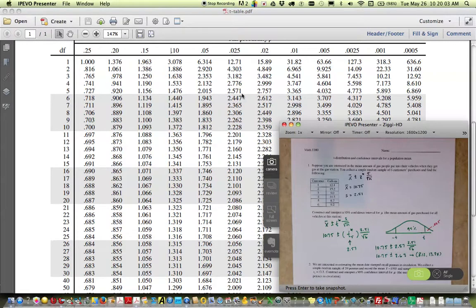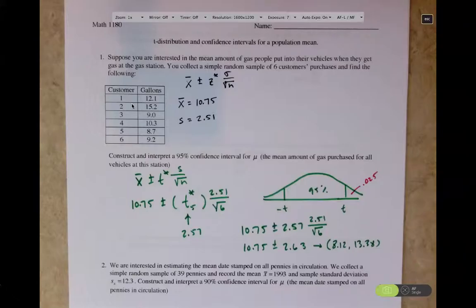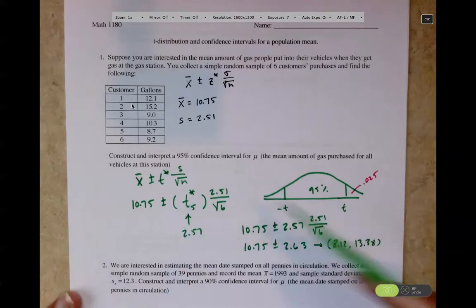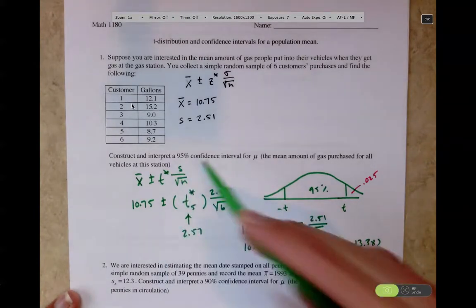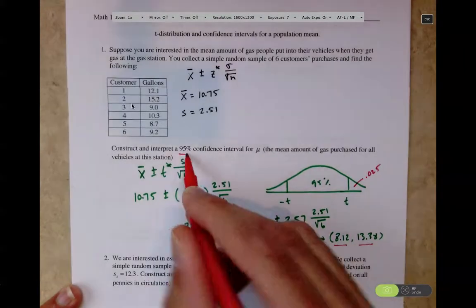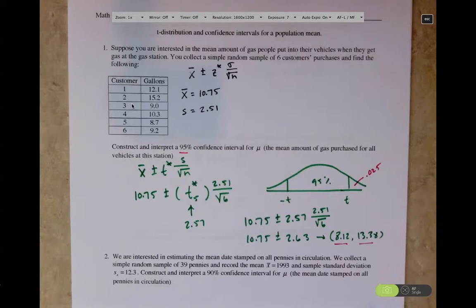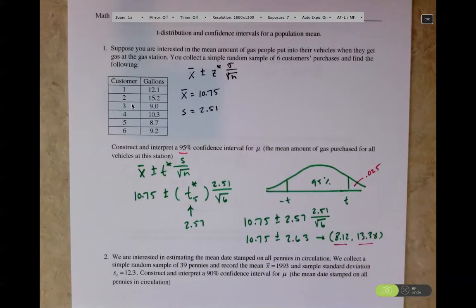So nothing is really all that different on this. It's just that we're using a t-distribution to come up with this because we're using s where we should have sigma. The interpretation of this is still exactly the same. I am 95% confident that the average amount of gas purchased at this gas station for all vehicles is somewhere between 8.12 gallons and 13.38 gallons.